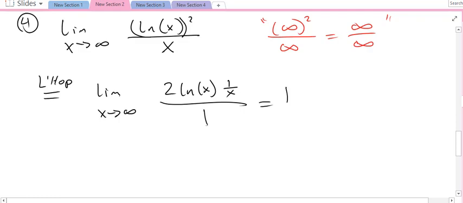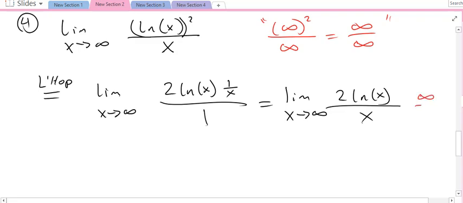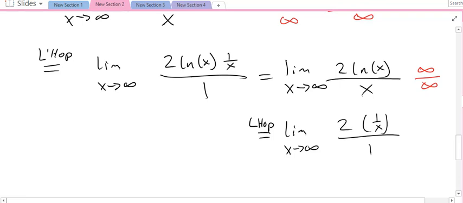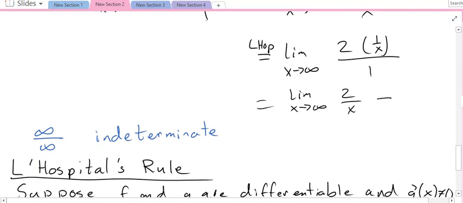So if we're going to clean this up, this is the limit as x goes to infinity of 2 ln of x over x. And again, if we try to think about what happens as we go to infinity, we get another infinity over infinity here. So we use L'Hopital's rule again. And in the top, we are just going to get 2 times 1 over x. And in the bottom, we get 1. So now we have the limit as x goes to infinity of 2 over x. And as x goes to infinity, this limit is going to be 0.